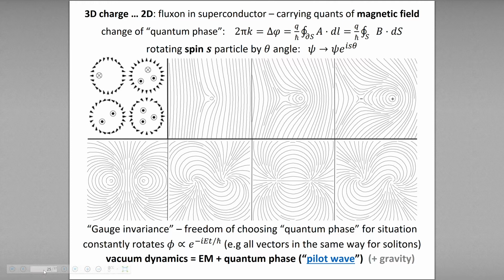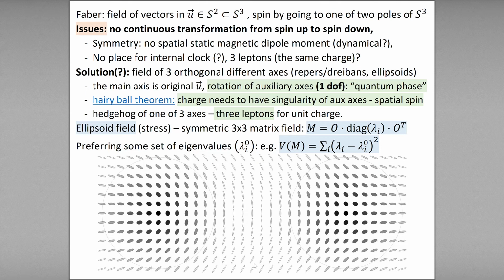So we need some evolution of some phase, like this phase in de Broglie's clock. In Faber's model there is no place for this evolution. So maybe we need some additional vacuum degree of freedom corresponding to this quantum phase. This is my trial to expand Faber's model, starting with this quantum phase. What is missing? In Faber's model there is no continuous transformation between spin up and spin down particles, because one is the north pole of this three-dimensional sphere, the second is the south pole. So we cannot go continuously from one to another. In physics we can just take a magnet and rotate it, which should rotate the spin of the electron.